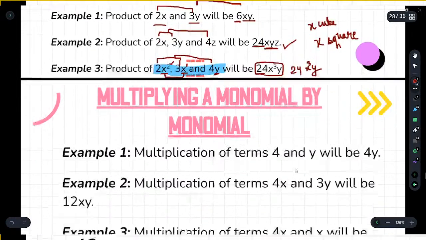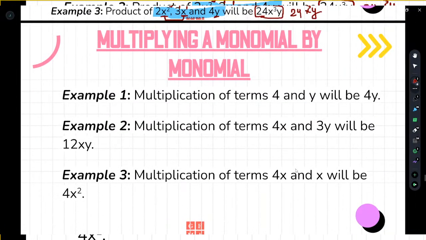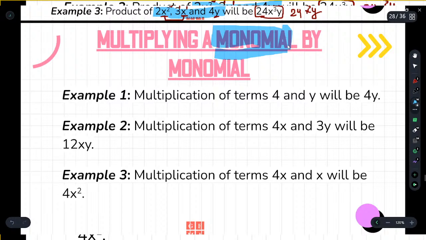Let's move on to the next one. Multiplying a monomial by a monomial. We will be multiplying a monomial with another monomial, which is pretty easy, like we were doing in the earlier examples. Multiplication of terms 4 and y will be 4y. First of all, 4 and y both are monomials, right? So if I multiply both of them together, I get 4y. 4 into y is 4y.